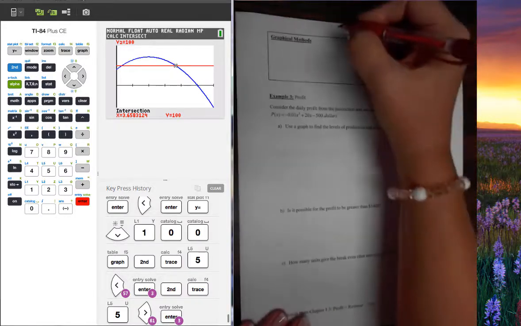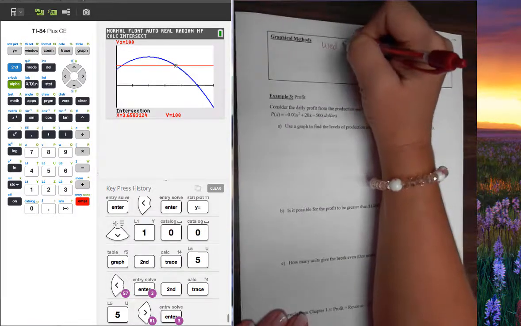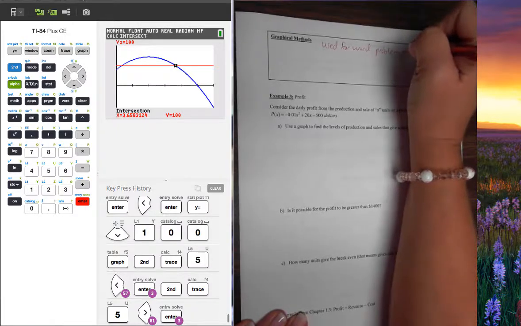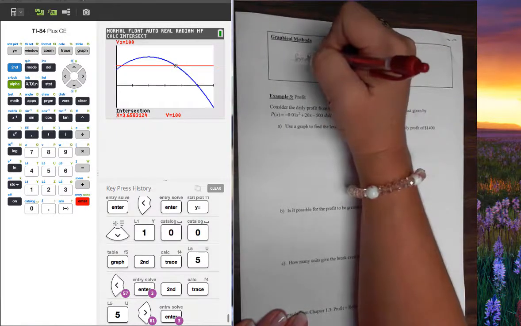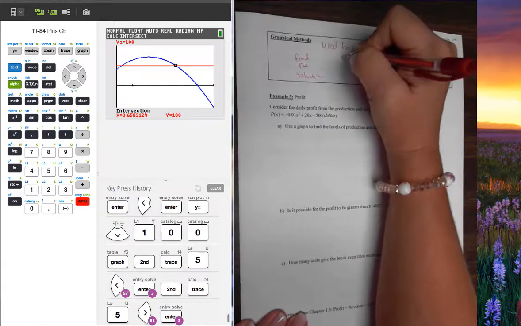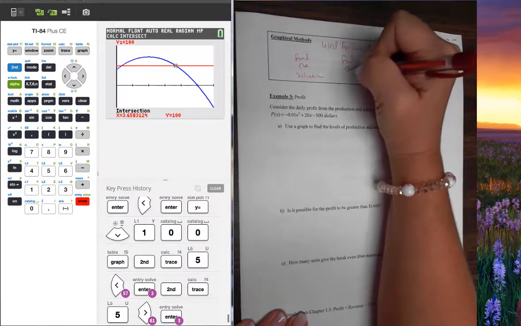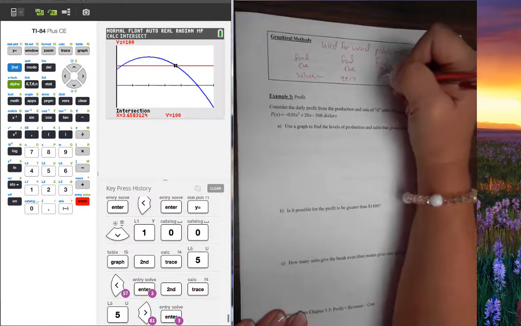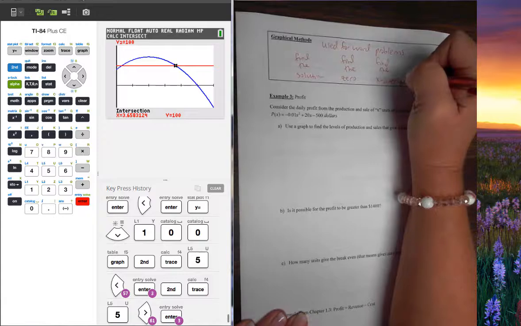All right, graphical methods. They are used for word problems. The problem will say find the solution. The problem will say find the 0. The problem will say find the x-intercept. All that means the same.